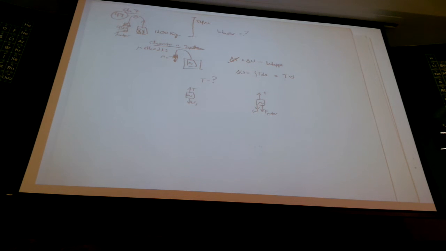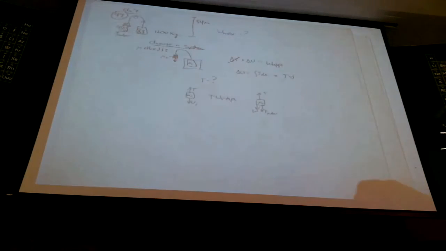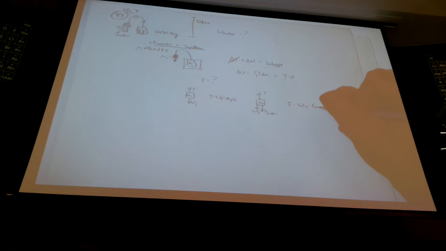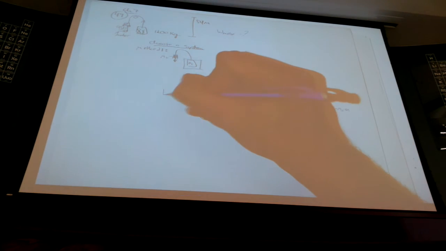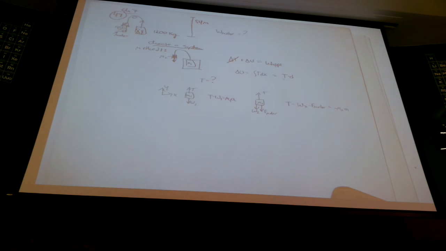Now if I write down the free body diagram for this one, it's just going to give me T minus W1 equals M1A. This one is going to give me T minus W2 minus F motor equals M2 times minus A. The reason I'm putting minus A here is that my coordinate axes are like this. If this one goes up, this one has to go down. So they have to have opposite acceleration: same magnitude because they're connected, but opposite because one goes up and the other goes down.